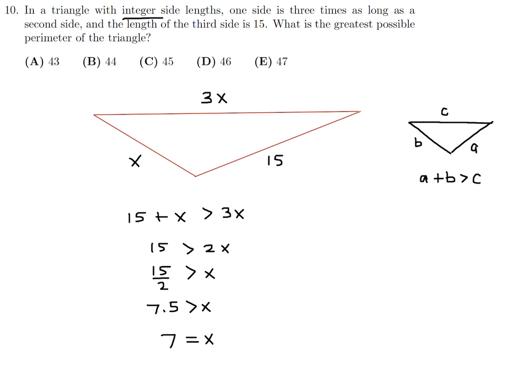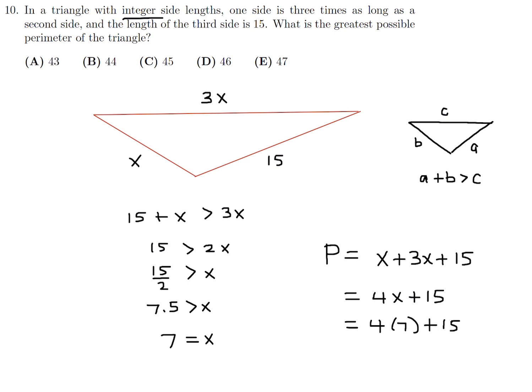So therefore the greatest possible perimeter will be obtained using our greatest possible value of x, which is 7. So the perimeter is x plus 3x plus 15, and that looks like 4x plus 15, and then x, the largest possible integer value is 7, so substitute that in, and that gives you 28 plus 15, which is equal to 43. So number 10, the answer is A.